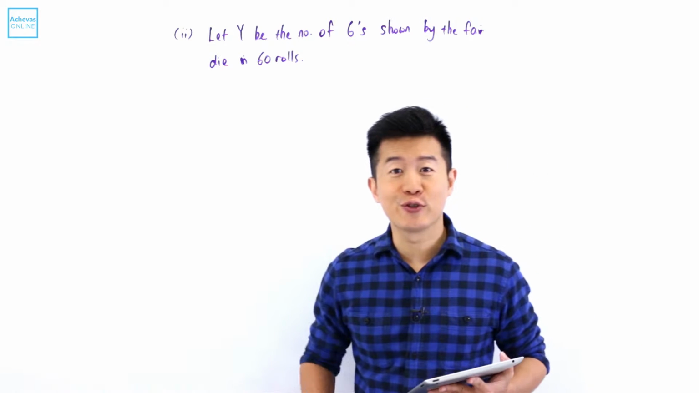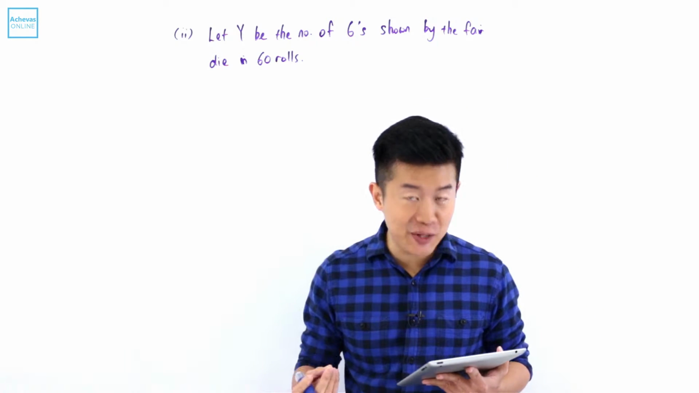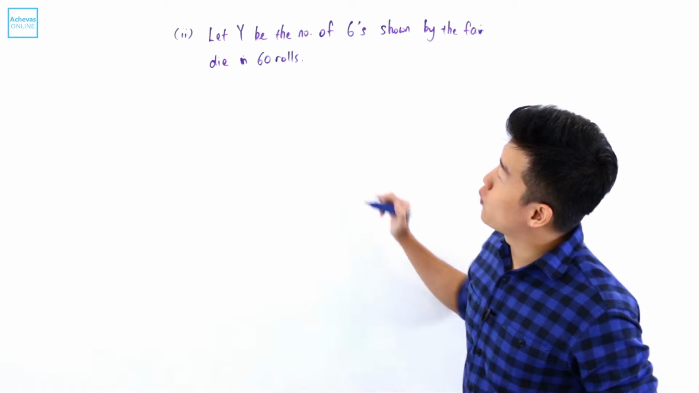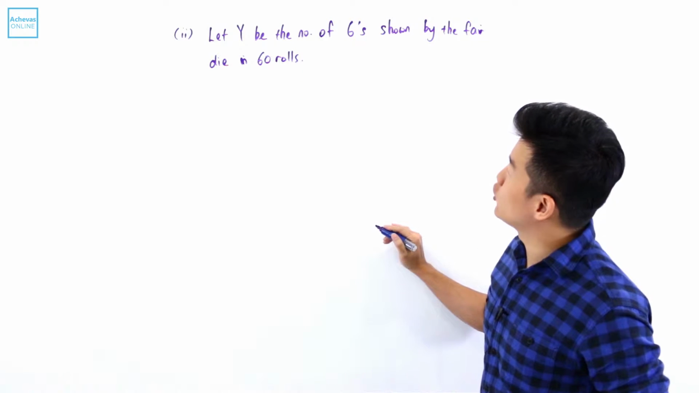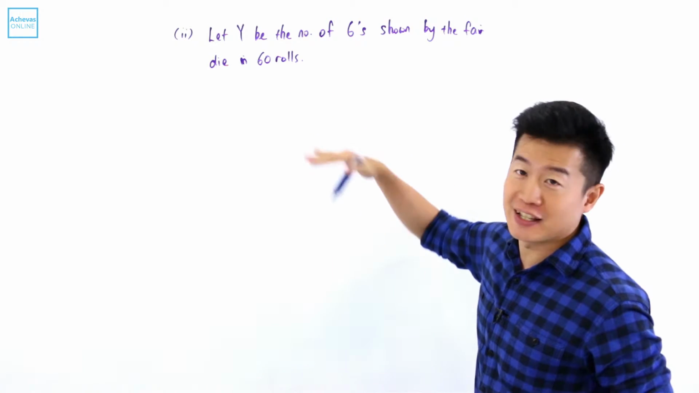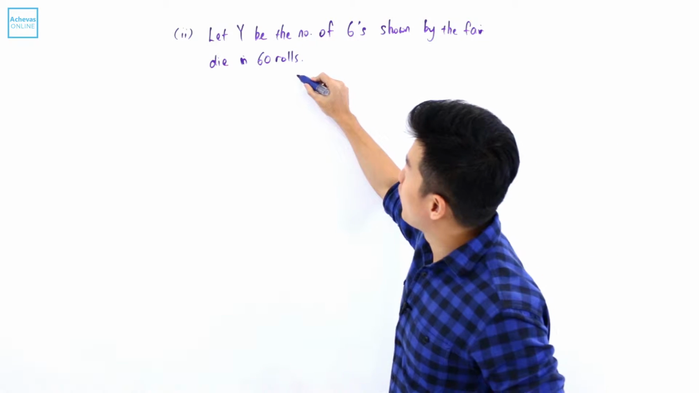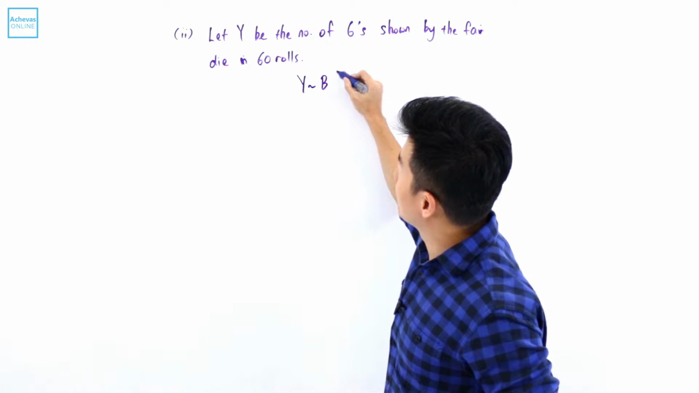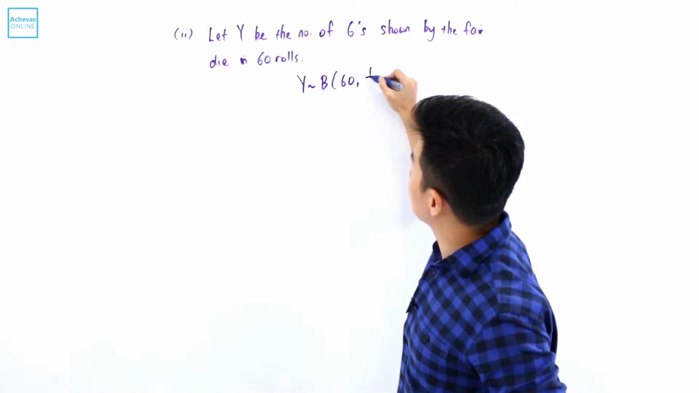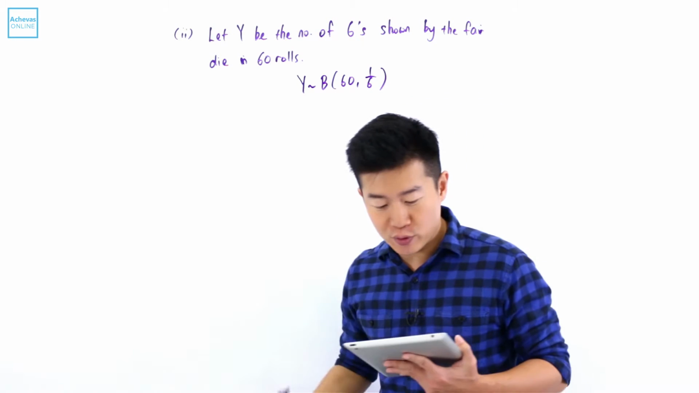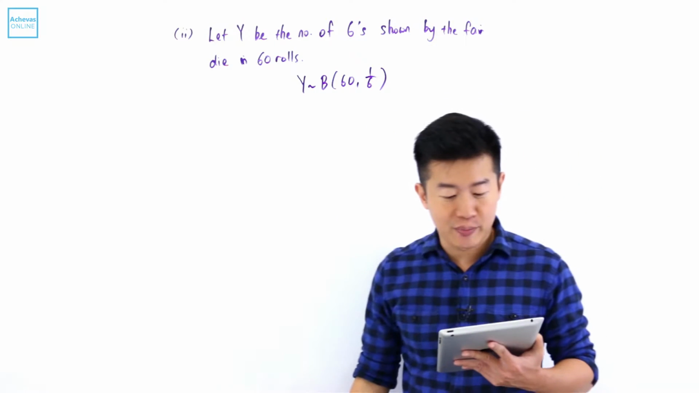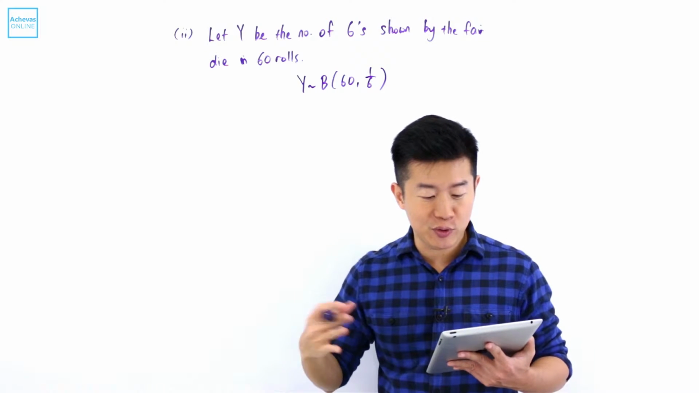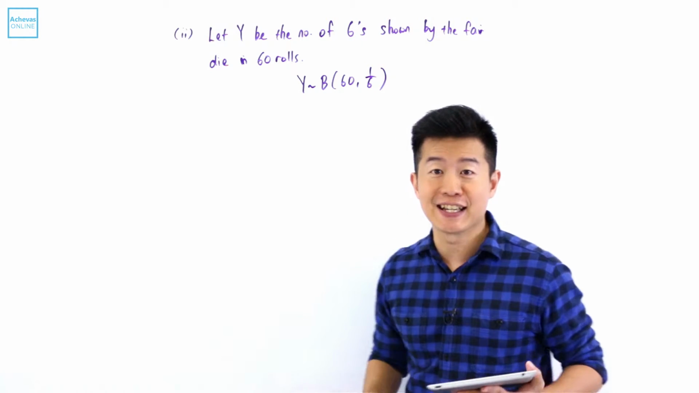And now Yan is going to throw the die 60 times. Okay, so if I were to call Y the number of 6s shown on the die in 60 rolls, that means Y will now follow a binomial distribution of 60 and 1 over 6. I'm supposed to use an approximation to find the probability that the number of 6s I'm going to get is between 5 and 8 inclusive.